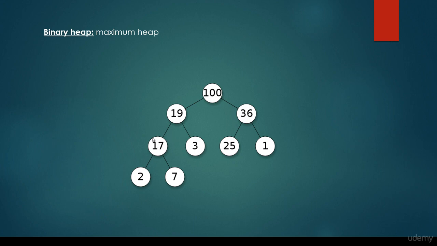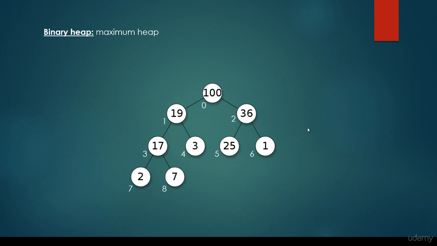So basically, for a binary search tree, the right child is always greater than the left child. For heaps, this is not true. As you can see, 17 is greater than 3, but 2 is not greater than 7. It doesn't matter. What's important is that the parents are greater than the children.